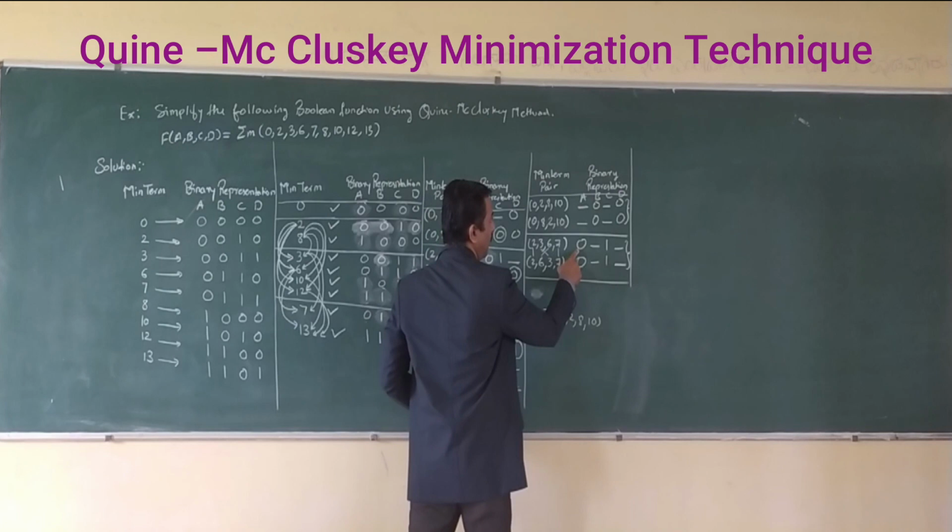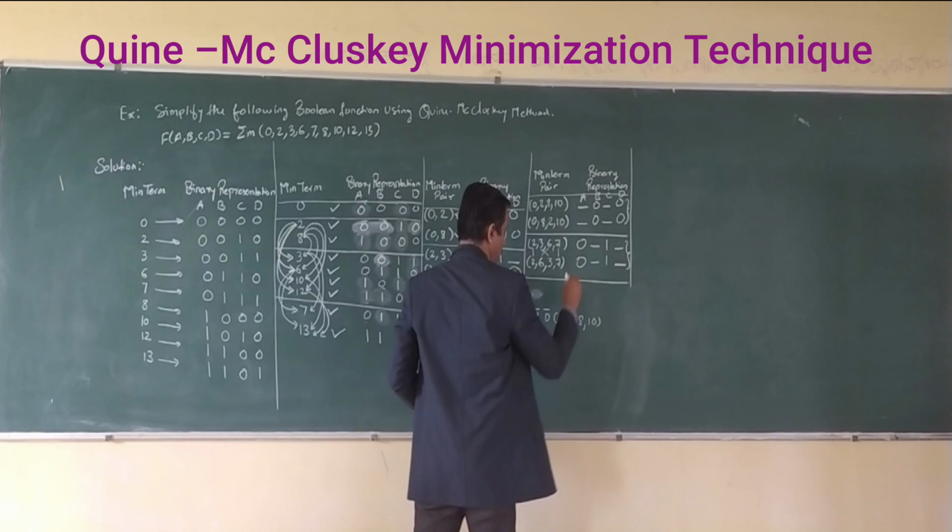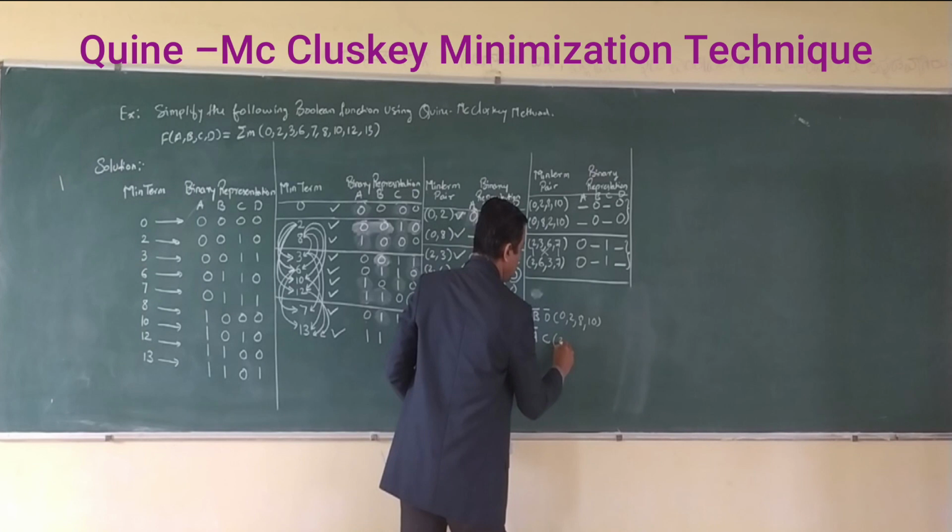So what will it be here? A is there, 0 is there. So it is A bar. Here there is an underscore, so B is not a part of mine, but here 1 is there, so C, and then there is nothing, so A bar C. Which are the terms? 2, 3, 6 and 7.